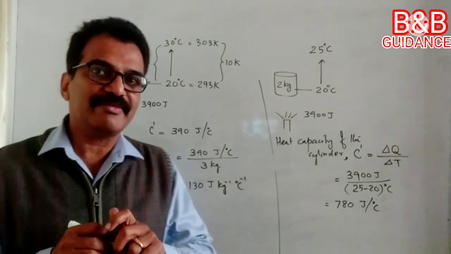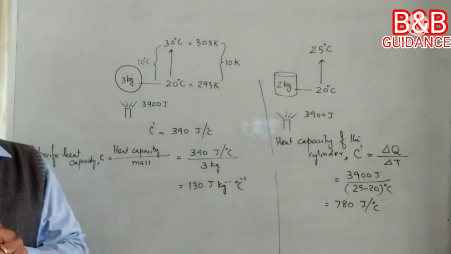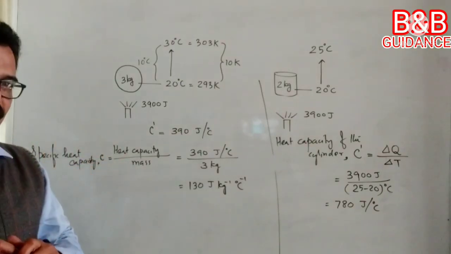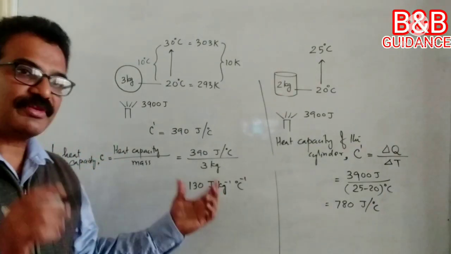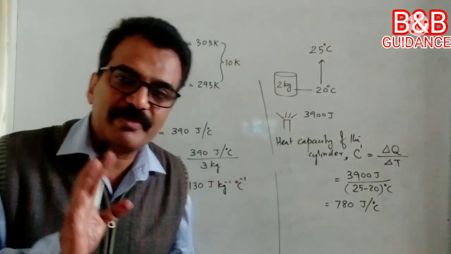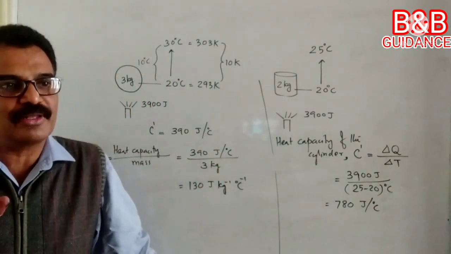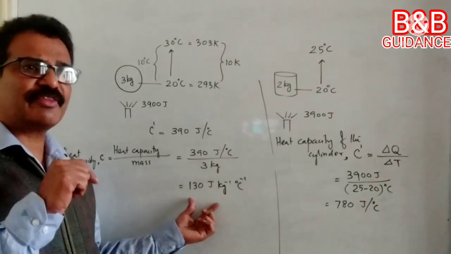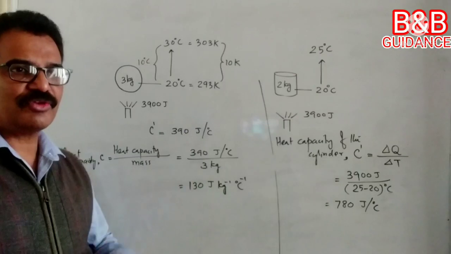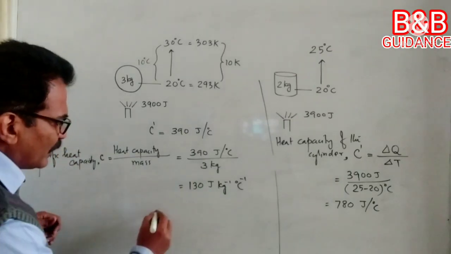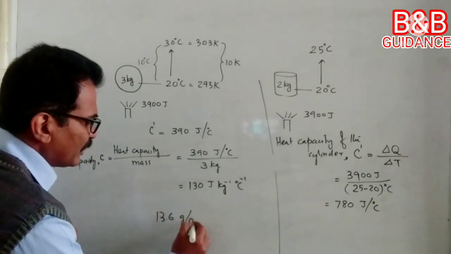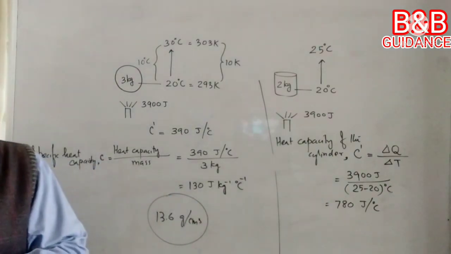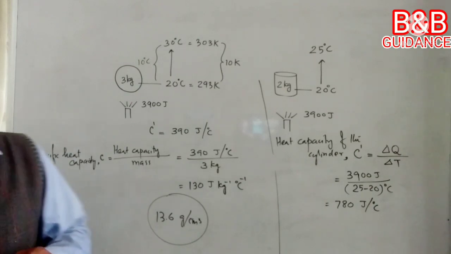That specific capacity is a characteristic property of the substance. Every substance will have a particular specific capacity. When I say the specific capacity is the characteristic property, you must understand that from this you will be able to identify the substance. Just like density. The density is 13.6 gram per cubic centimeter. If I say like this, you will identify the substance. What is that substance? Mercury. Mercury you will say.